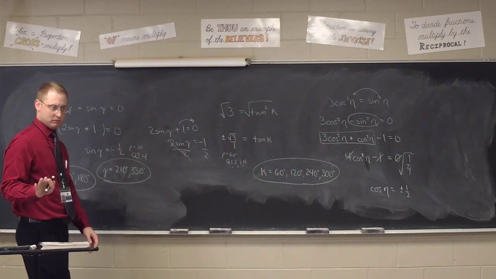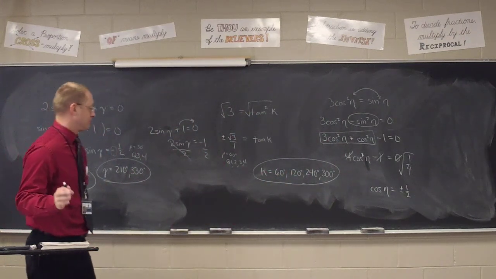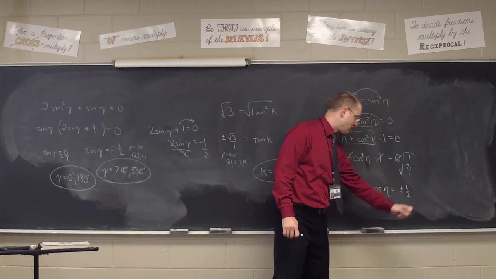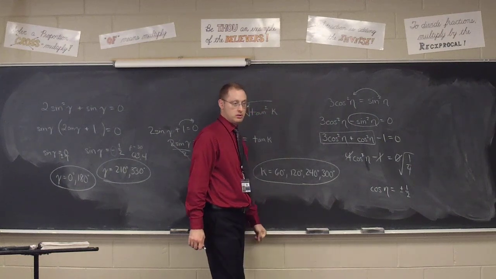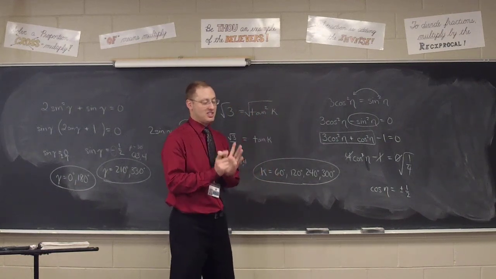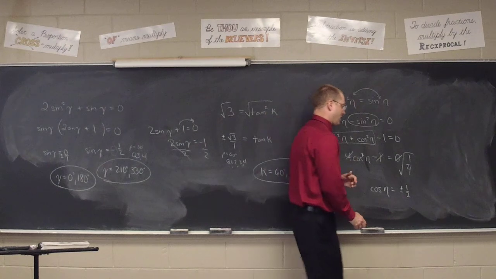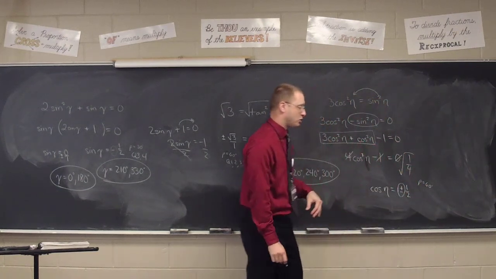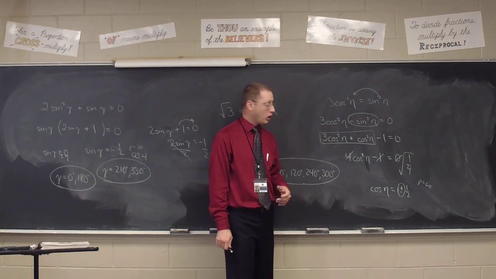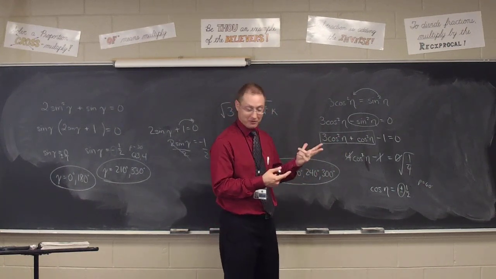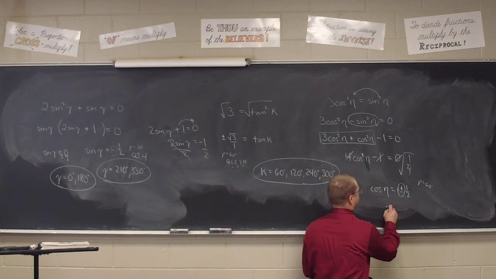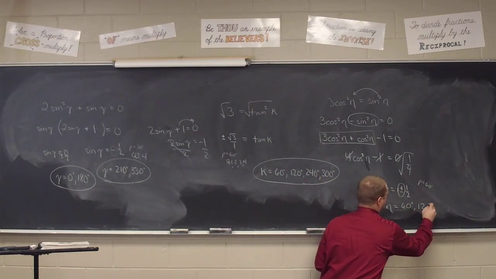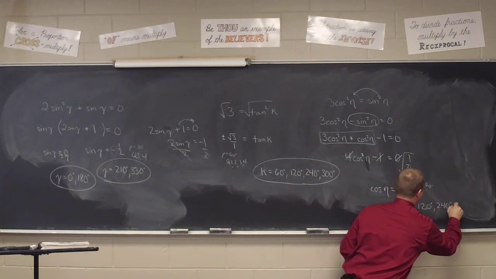Y'all following? All right. Now we're ready. When is cosine adjacent over hypotenuse, 1 over 2? 60. So we got 60. That's my reference angle, right? But positive, negative tells me which quadrants I need? All of them, because cosine is either positive or negative. So I need all 4 60-degree angles. So what do I get for eta, class? 60, 120, 240, 300.